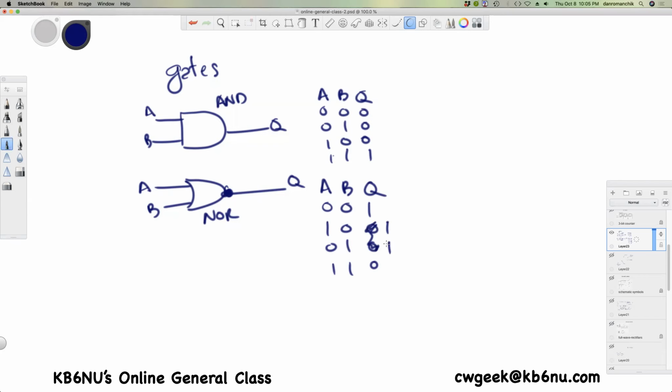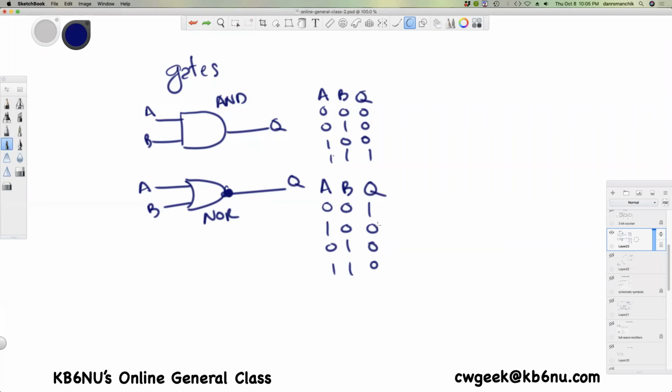Question, which of the following describes the function of a 2-input NOR gate? Output is low when either or both inputs are high. Wait a second. I was right the first time. No, it's both. I should have gone with my gut here.